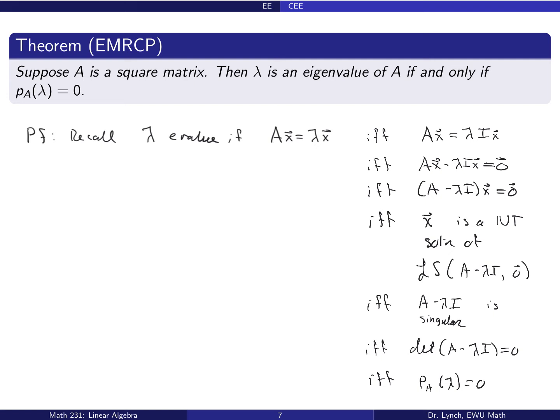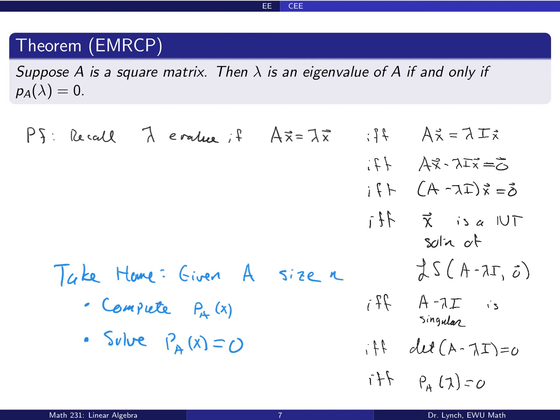Okay, of course, this says that x is a non-trivial solution of a homogeneous linear system, which can only be true if the coefficient matrix A minus lambda I is singular. Of course, we know singular if and only if the determinant of that matrix is 0. And in this case, we've just defined the determinant of that matrix to be the characteristic polynomial evaluated at lambda.